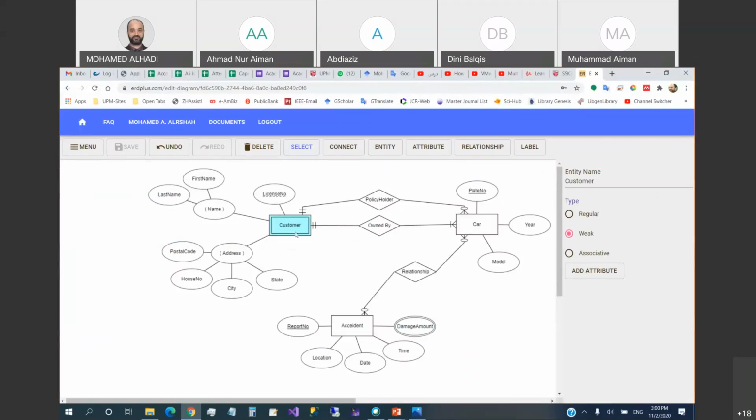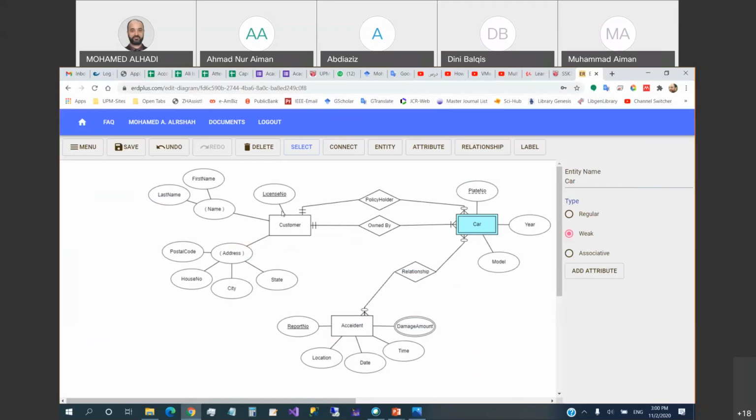So customer here is regular, and the car depends on the customer. We cannot key in car information unless we have the owner information in the system first, right? Otherwise, when we come to the owner field of the car, we have to key in the information of the customer first before we could save the car information. So that means the customer is strong and the car is weak.